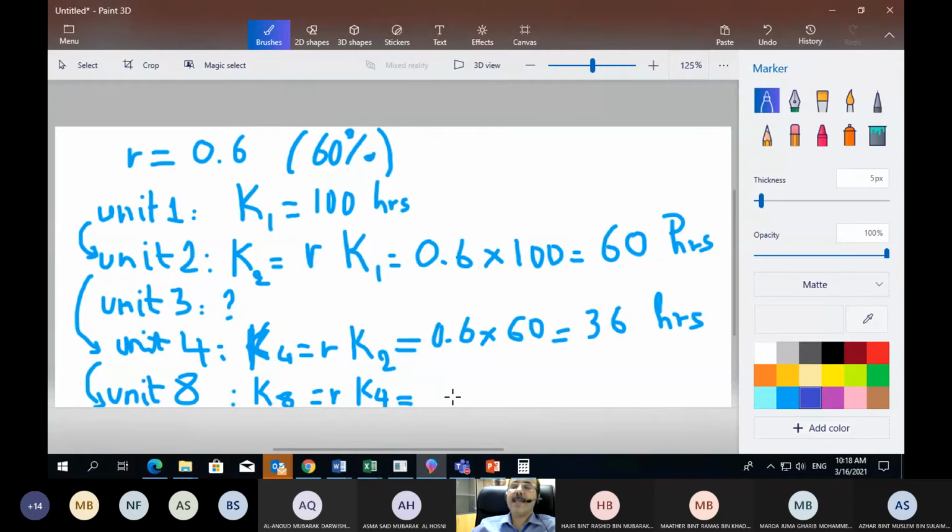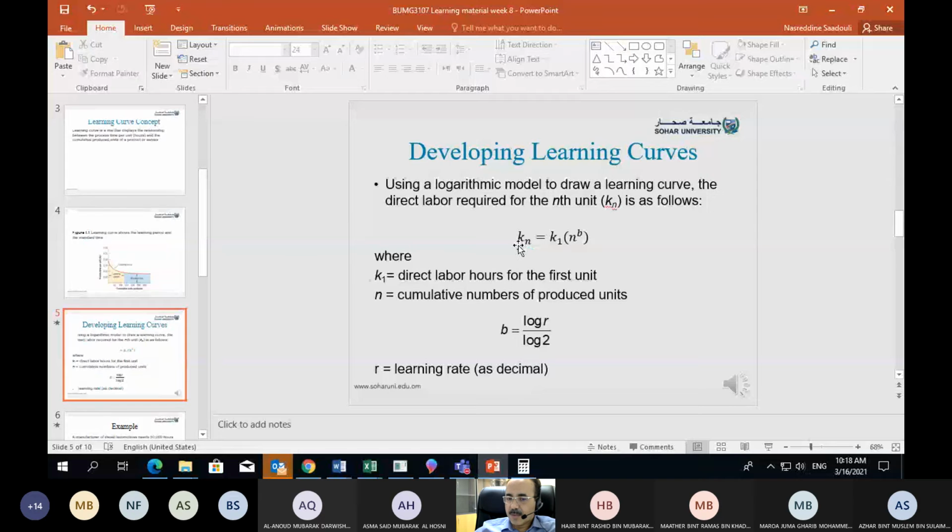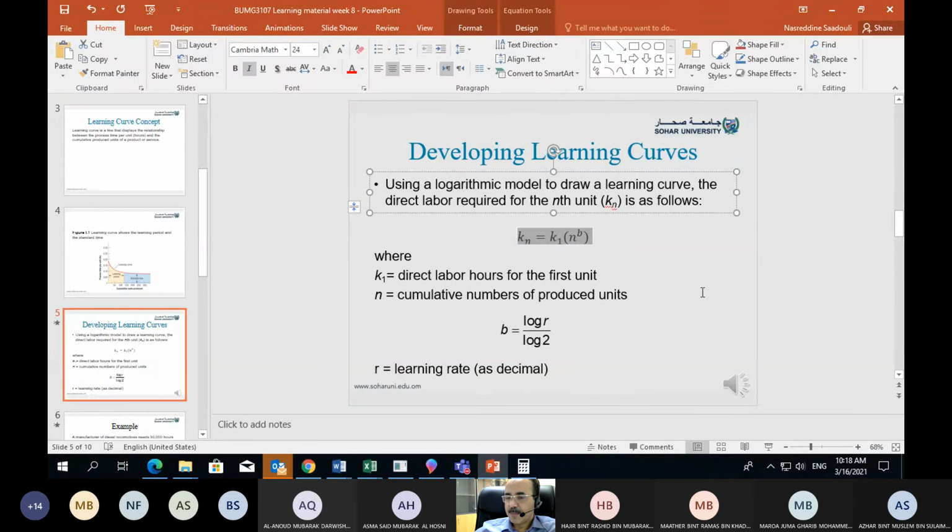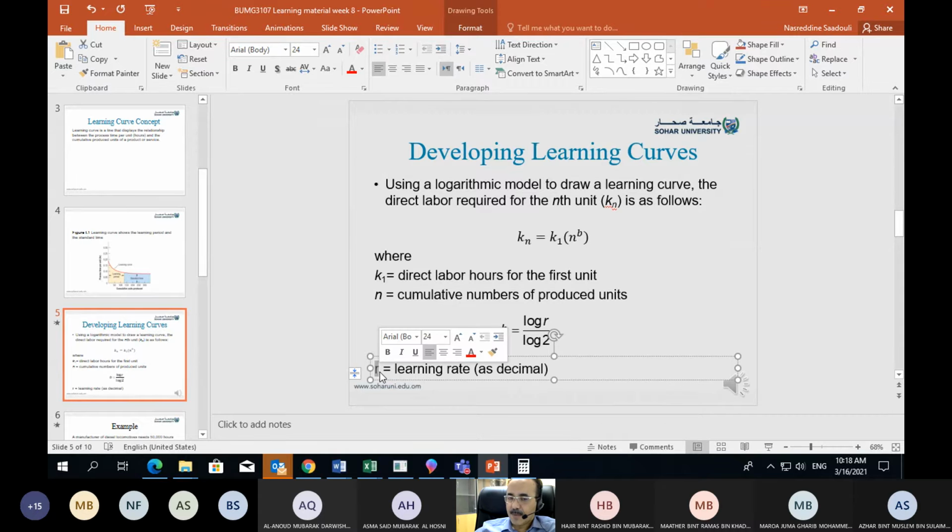I hope that this is clear, because you see, using the learning rate, I can actually find the time for the second unit, for the fourth unit, for the 8th unit, without using this formula here, just using the meaning of the learning rate. So the idea is exactly that.